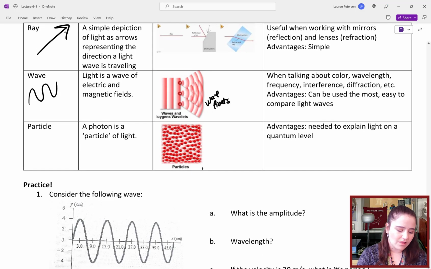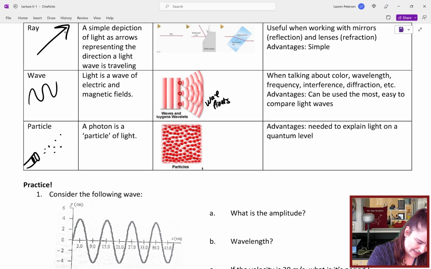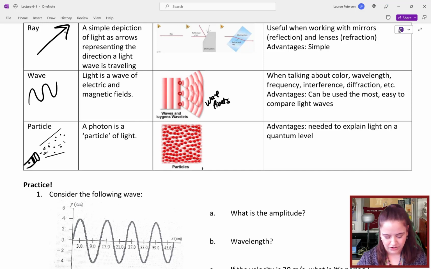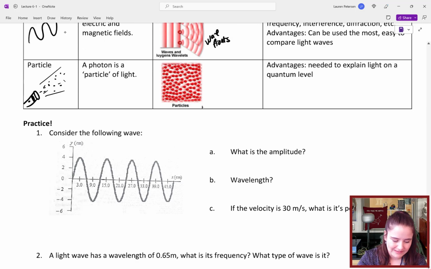Then we'll also be talking about the particle model of light. So if I had a flashlight here, there's my flashlight, it is sending out that beam of light particles. We will need this model mostly when we get to our quantum unit. That's pretty much it, but let's go ahead and do a couple example problems.